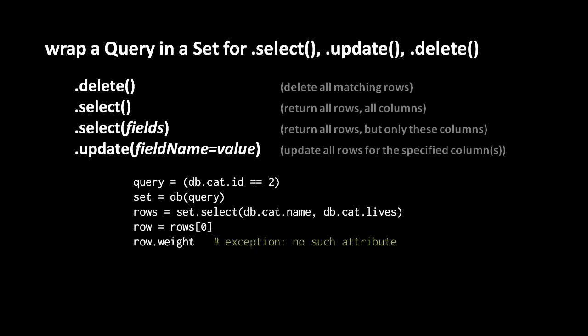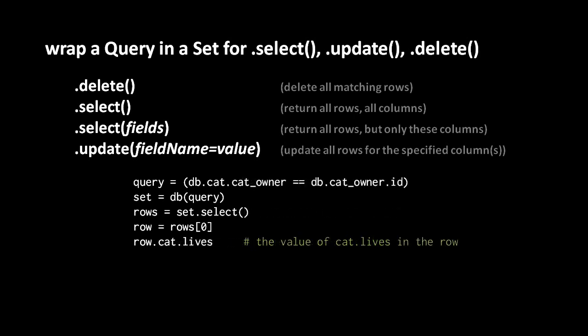And so if we then try and access some other column in one of the row objects, that will throw an exception because there is no such attribute, because we didn't request it in our select. So here, row.wait should throw an exception because the row has no such attribute, because we didn't select for that column.